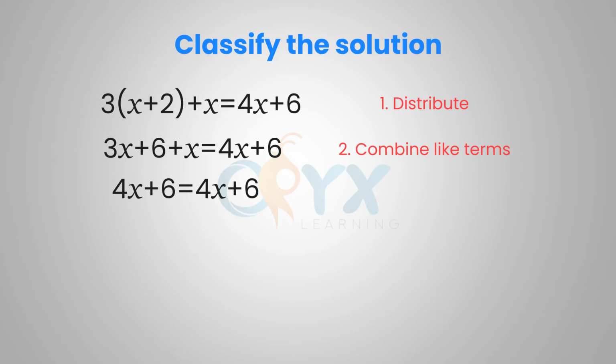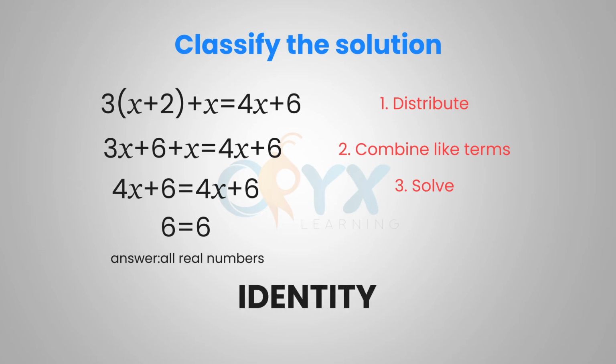Now we're ready to solve, so in order to solve, we need to get our variables on the same side, so we can subtract 4x from each side of the equation. If we subtract 4x from each side of the equation, that will leave us with 6 equals 6. 6 equals 6 is always true, so that will give us an answer of all real numbers, which is the identity.